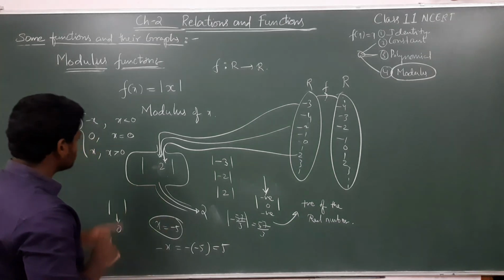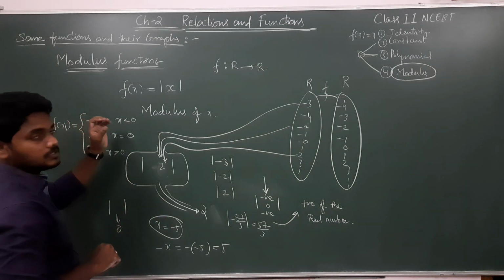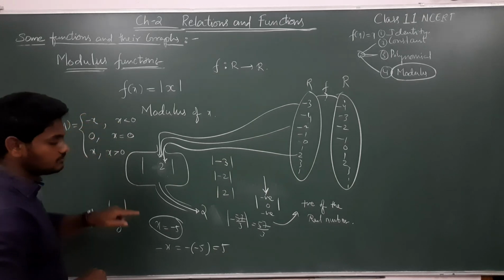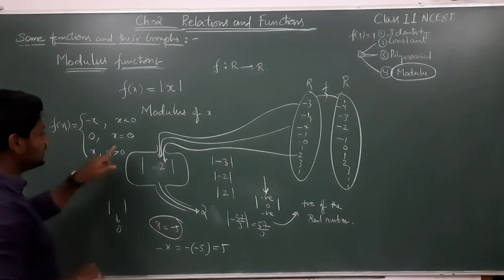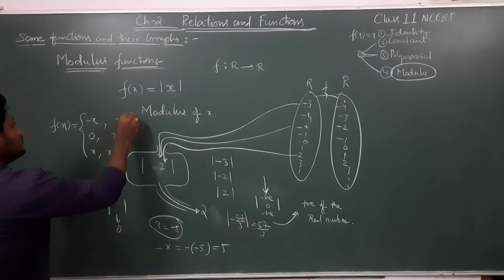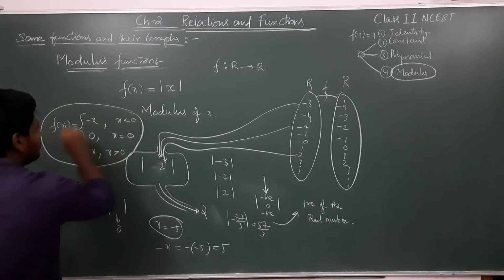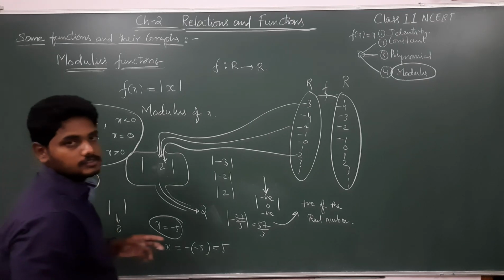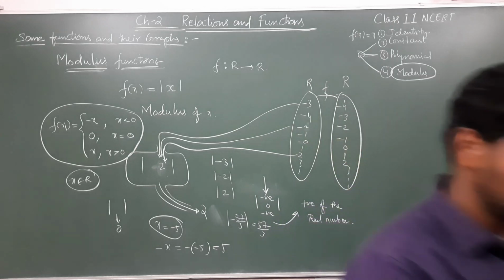Are you observing? x less than 0. You take minus 10. Minus of minus 10 gives positive only. x greater than 0, take 10, you get 10. Did you understand? This is called the modulus function where x belongs to R. Pause the video and note it down.